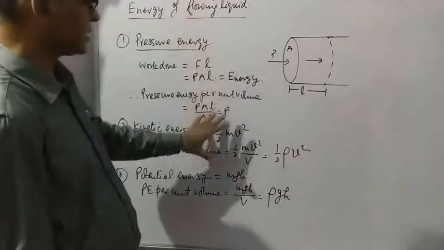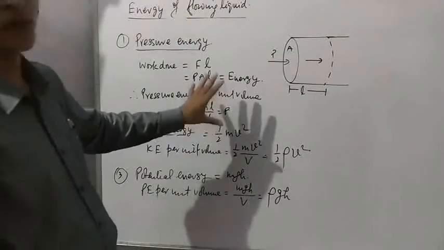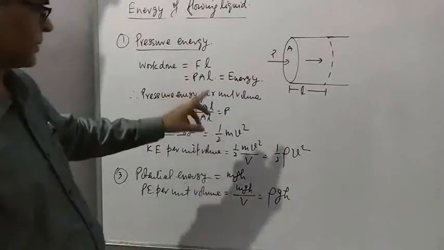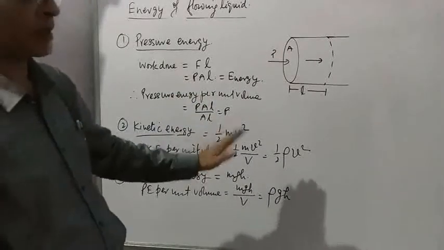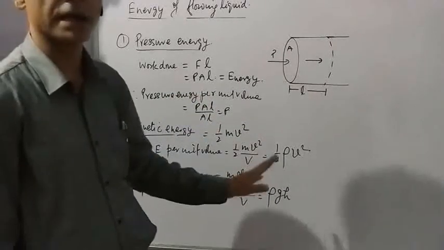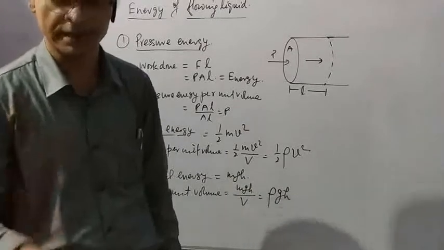These are three energies of flowing liquid: pressure energy, kinetic energy, and potential energy. And these energies are taken per unit volume. Keep in mind.